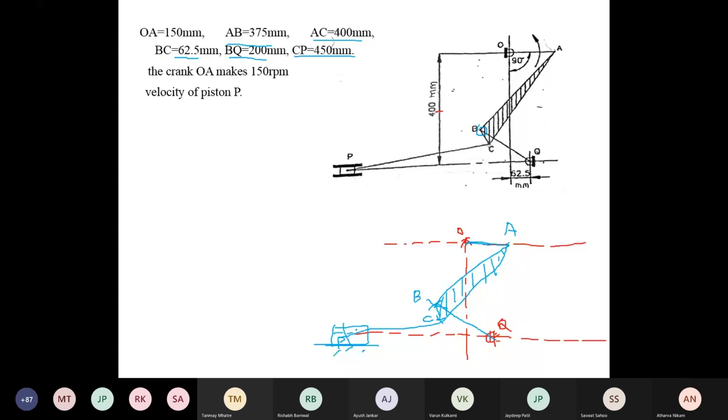Okay, now what is given here? Speed of OA is given here, means NOA is given here 150 RPM. Now you have to find out omega OA. कितना आएगा? Find out omega OA is equal to 2 pi N upon 60. कितना आया? How much?